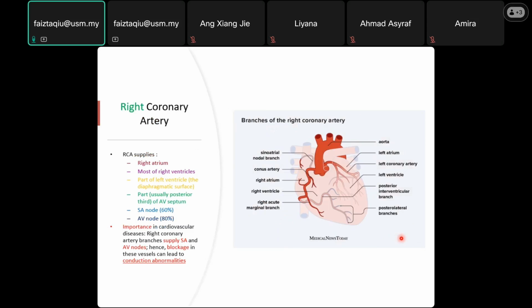So this is the summary. The RCA, right coronary artery, supplies the right atrium, most of the right ventricle, part of the left ventricle, the diaphragmatic surface, and usually the posterior third of the AV septum. The SA node is supplied in 60% and the AV node in 80%. In cardiovascular disease, right coronary artery branches supply the SA and AV nodes. Hence, blockage in these vessels can lead to conduction abnormalities.